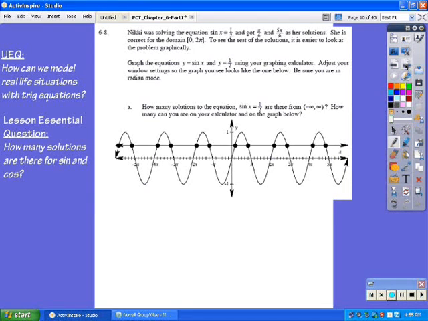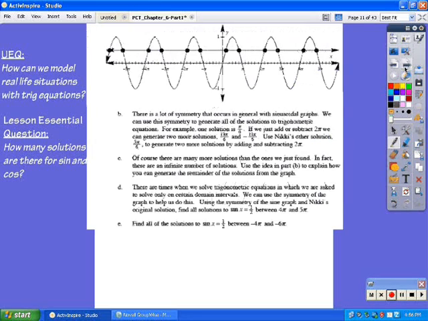How many solutions are there between negative infinity and infinity? How many can you see on your calculator screen below? Well, on the screen we can see 2, 4, 6, 8, 10, 12. However, we know that in total there would be infinity. There would be an infinite number of answers. Now on letter B, we're going to look a little closer at how to actually describe that.